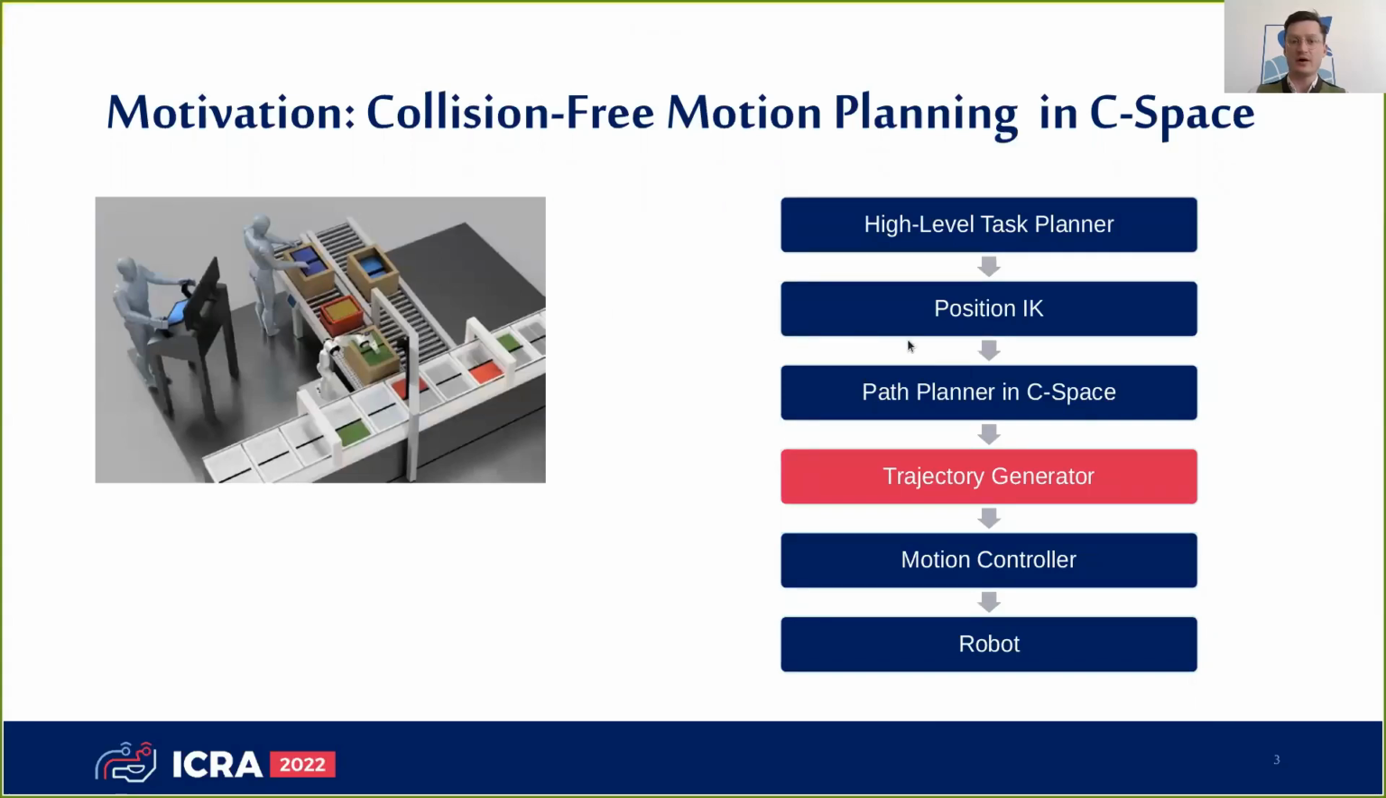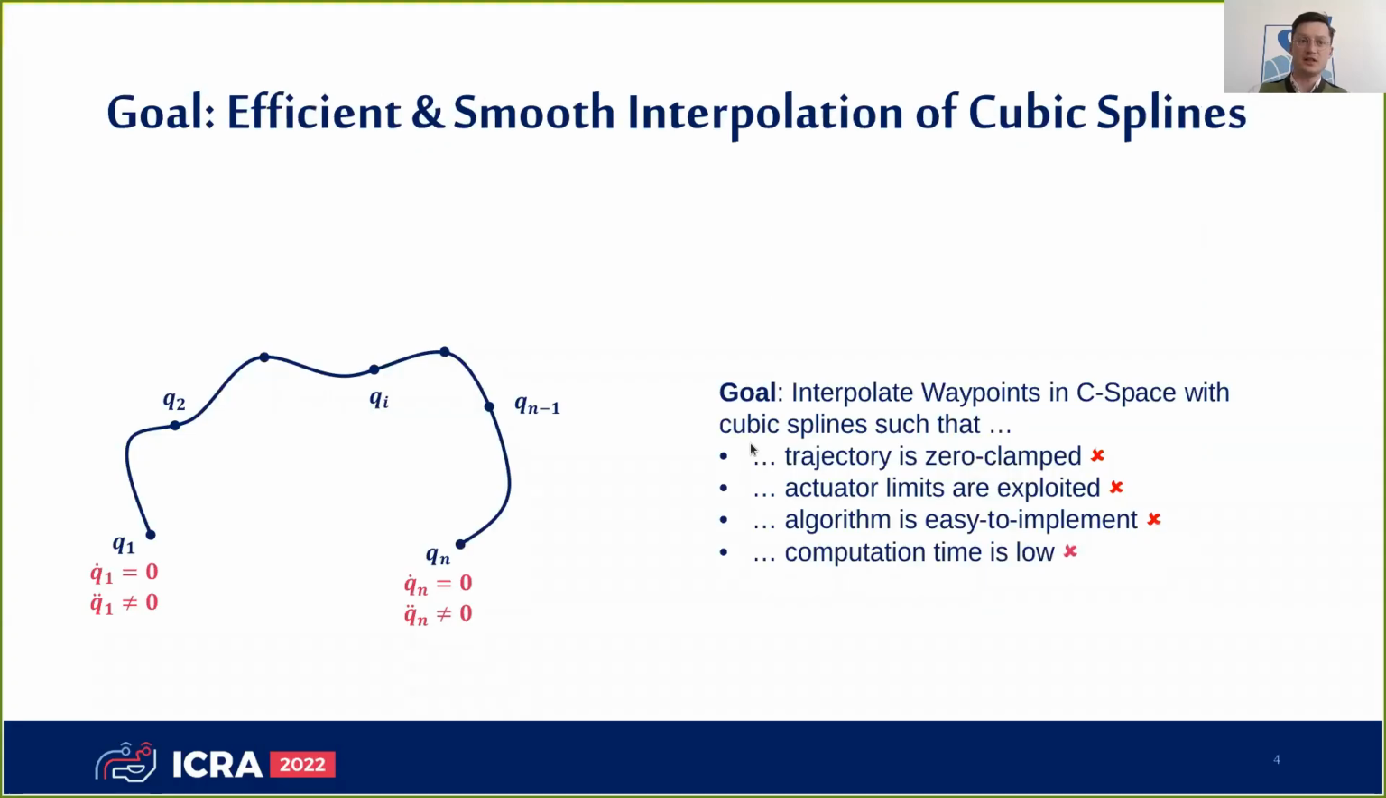Within that, a path planner computes collision-free waypoints that are then interpolated by a trajectory generator. A subsequent motion controller tracks the trajectory at 1 kHz. Our contribution is within the trajectory generation. Our work efficiently interpolates multiple configuration space waypoints Qi such that a smooth and fast trajectory results.